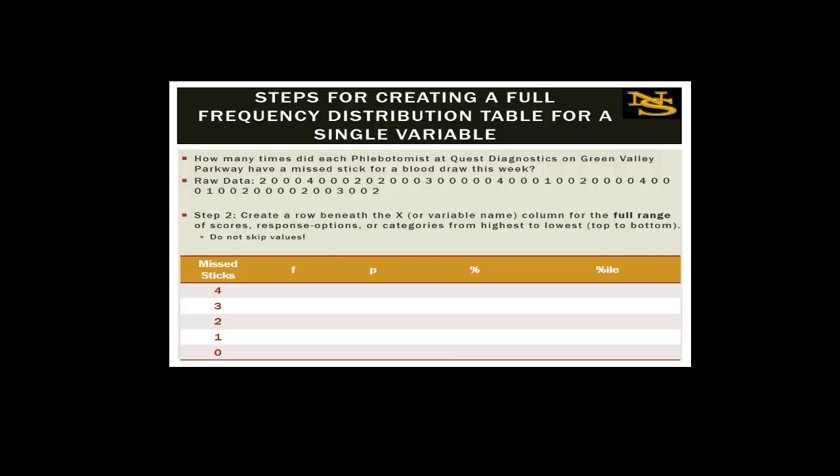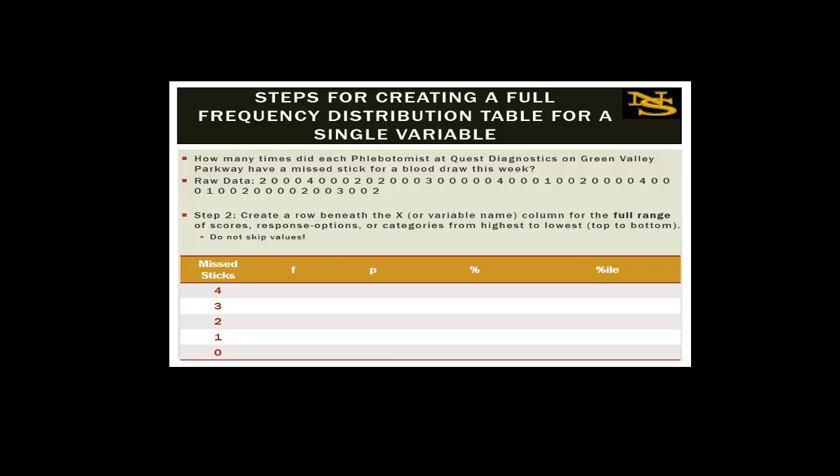I like to put the variable name here because it helps in identifying what's actually being measured. Now, one thing I want to mention is that you want to have the full range of scores represented here, from top to bottom, highest to lowest. See this little "do not skip values"? I put that there because sometimes, for instance, let's say that we had a 7 in this data set. Well, we don't have a 5 or a 6, but you would still want to include those in this table because you want the full range of values from the highest to the lowest.